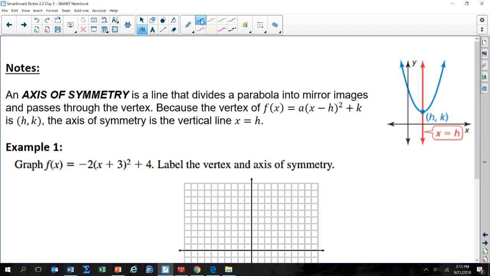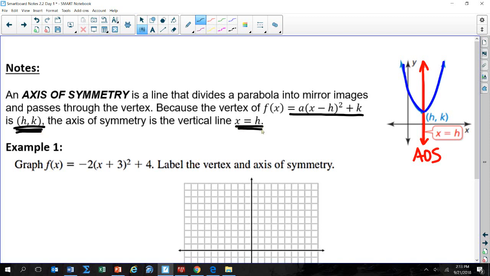So in this diagram to the right, the red line that passes through the vertex is your axis of symmetry. Does everyone see that if I were to fold along that line, one side of my graph would land directly on top of the other side of the graph? It divides the graph into two parts that are mirror images of each other. Because the vertex of your function is (h, k), the axis of symmetry's equation is going to be the vertical line x equals h.